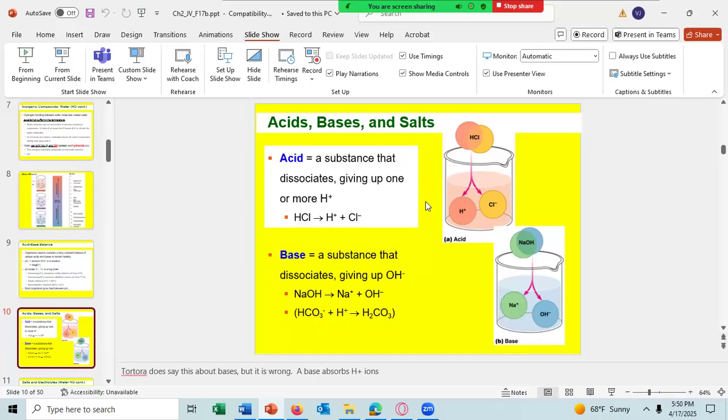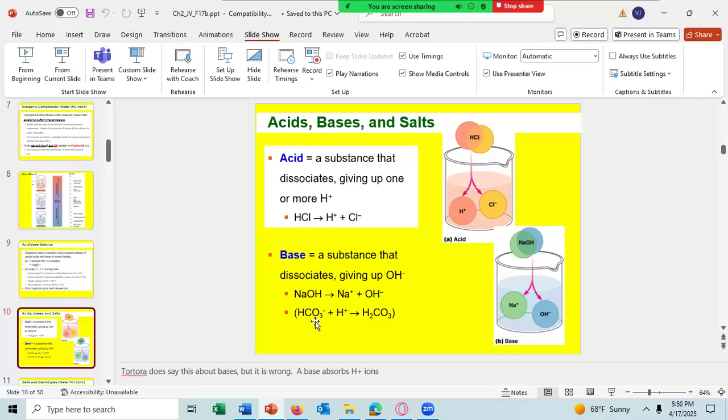A base is a substance that dissociates, giving up OH minus. And this is the textbook definition, meaning your author's definition of what a base is. Like sodium hydroxide, you dissolve it in water, it breaks down into sodium ions and OH minus ions. This OH minus ion will increase the OH minus concentration in the water, making the water more basic.